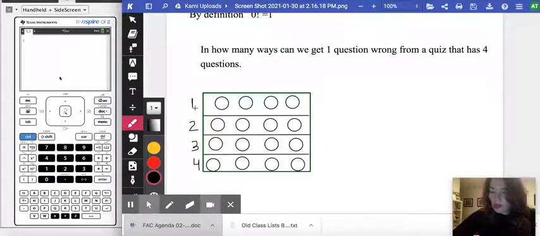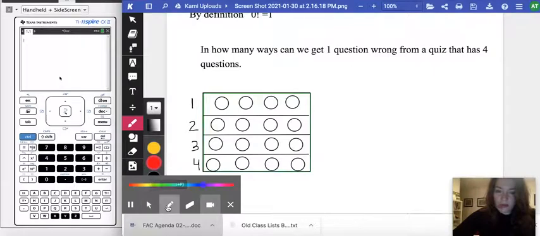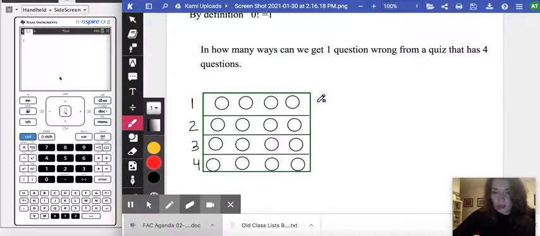So what we are looking for is the combination. There's many ways we can get one question wrong. How many ways exactly? Let's take a look. So for example, for this quiz, I could get question 1 correct, get question 2 correct, get question 3 correct, and I will get question 4 correct. And this will give me 3 out of 4.